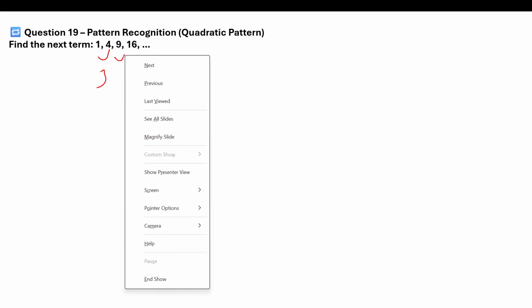Yes, this is another pattern recognition I like. Now, this pattern recognition is not actually AP or GP. Why? Because 4 minus 1 is 3, and 9 minus 4 is 5, and 16 minus 9 is 7. Okay, so there's a pattern here, but there is another pattern too that I can see.